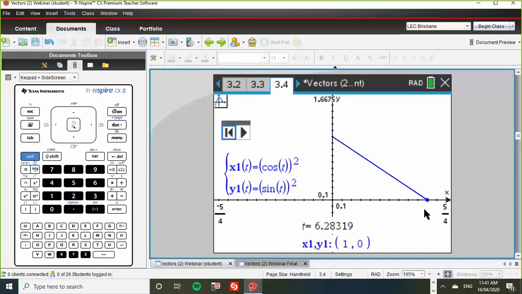And that makes sense because cos of 0 is cos of 2 pi, which is 1, and sine of 0 is sine of 2 pi, which is 0. So it gives you a good idea of how the particle moves. And there are some exam questions that are floating around that ask you to describe the motion of the body.